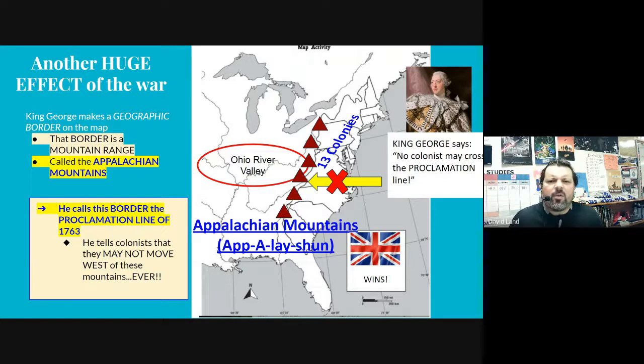And of course, the colonists are like, we can't move to the Ohio River Valley, even though you've won it for us? What is that about? And the king says, no, I have made the Proclamation of 1763. You may not cross that line. So where does that lead us to? That leads us to the next chapter of the story.